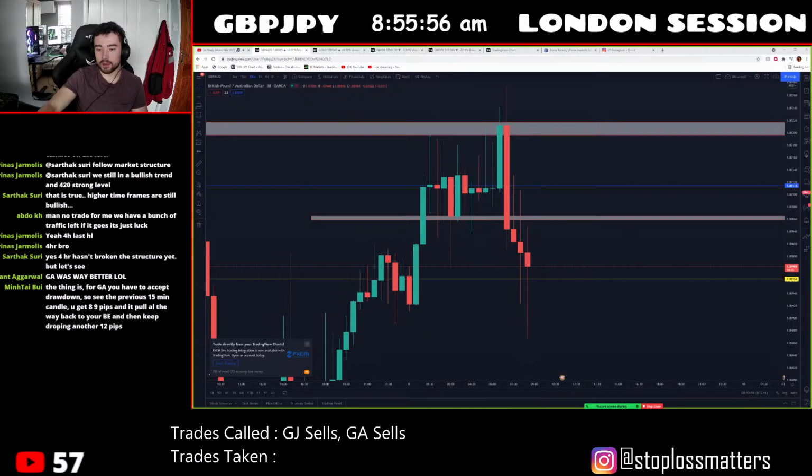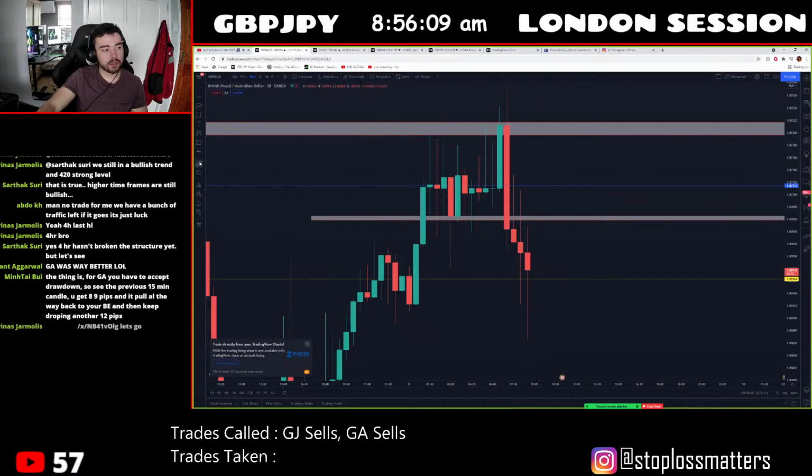So for me, what would have happened was if I entered that trade just like I do with GJ, I'd wait for this top wick, which is 9 pips. Then I would have entered. It would have pulled down a little bit, and then it would have been. Oh, sorry, 1 second here. Yeah, so it would have run 8 pips, 9 pips into drawdown, and then started pumping.